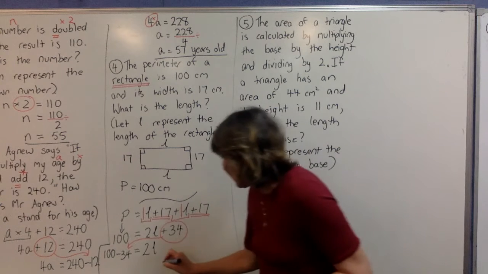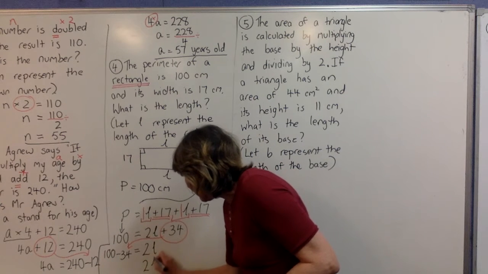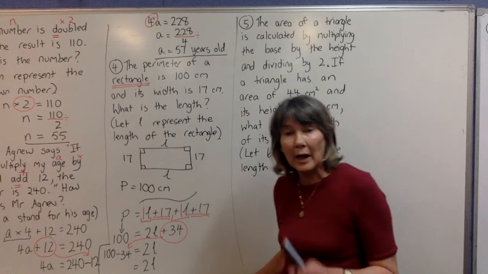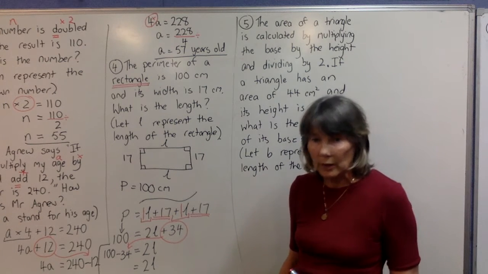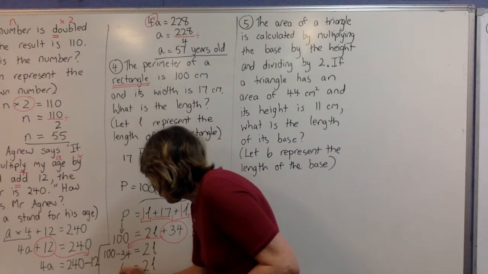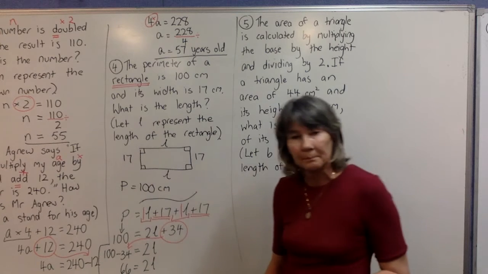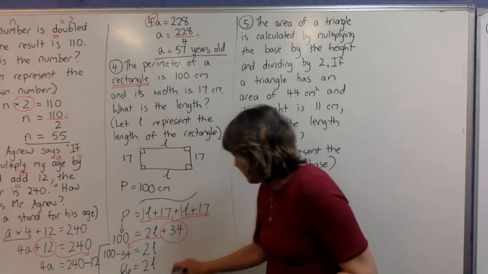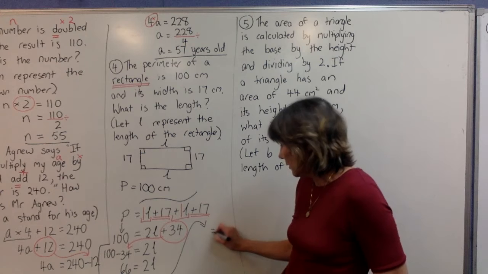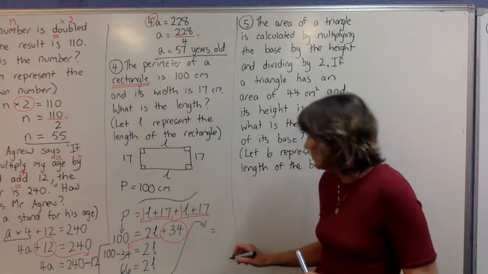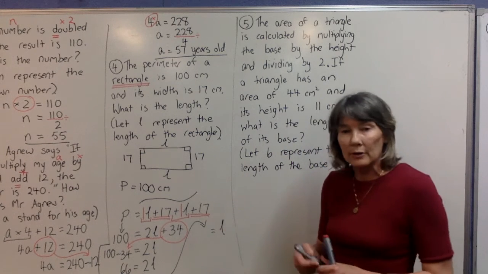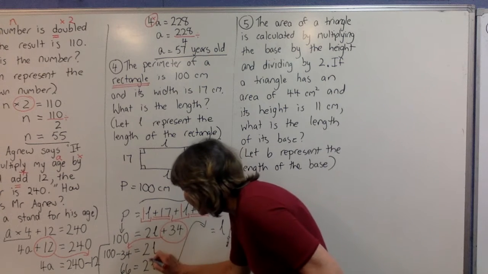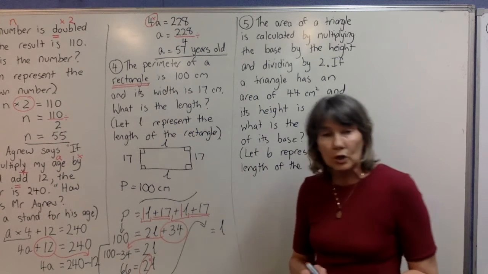I'm running out of room here, and I'll just bring it down here. All right, so 2L equals, now if you do 100 take away 34 on your calculator, you're going to end up with 66. And then after that, sorry, I'll just move over here because I've run out of room. We need to get the L by itself, so we're going to get rid of your best friend. We're going to get rid of the times 2.